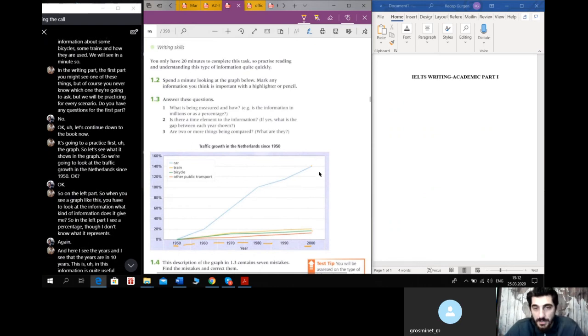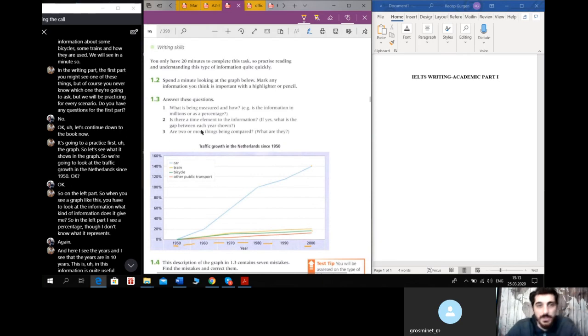And there's going to be colors, and each color represents one thing. Can you see which color represents what? Yes. What does the blue represent? Blue represents car. Yes, it says right here. And what does the yellow represent here? Train. Yes, it represents the train. And what does the green represent? Bicycle. Exactly. And the red represents? Other public transport. Yes. It can be a bus, or it can be a tram, any other public transport and it's represented by the red.